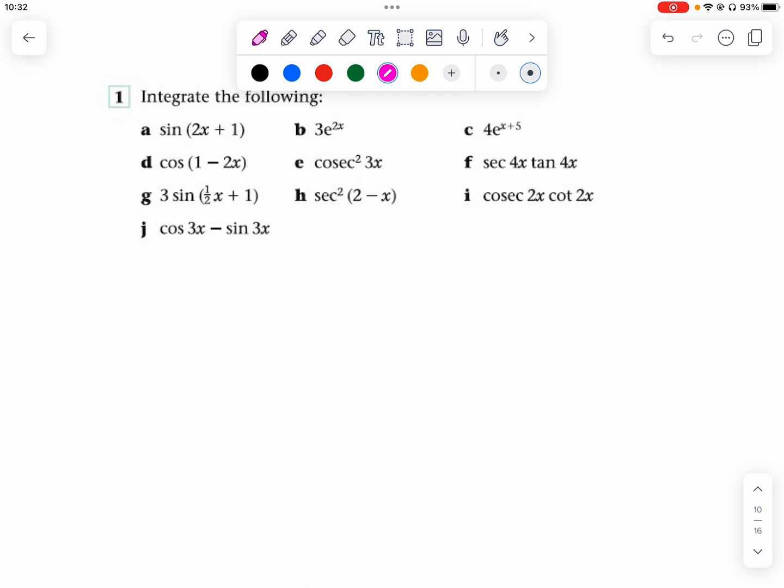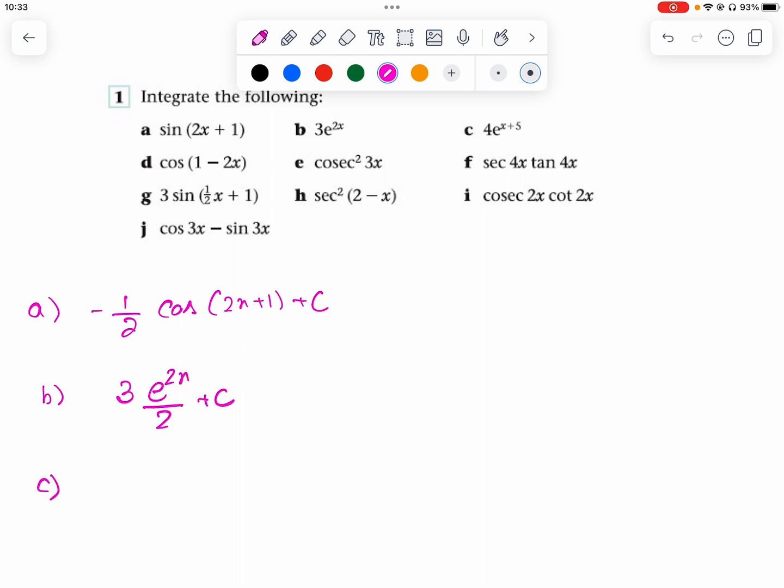So question number 1, A, directly, it is a direct formula based. So the integral of that one will become negative 1 upon 2 cos of 2x plus 1 plus c. Part B, 3 e power 2x upon 2 plus c. Part C, 4 e power x plus 5 upon 1. Part D, sine 1 minus 2x upon minus 2.